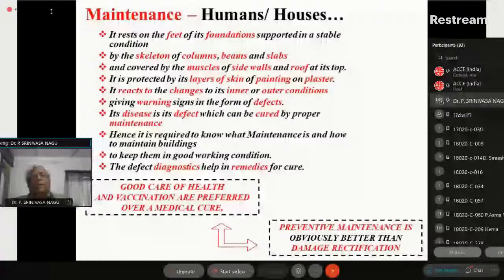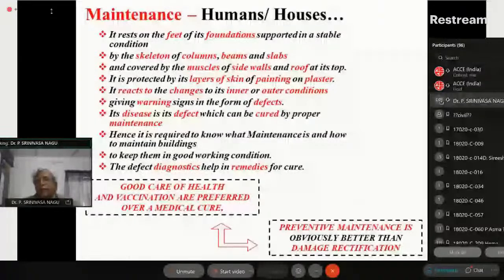And the skeleton of the body can be compared with the columns, beams, slabs, etc. And it's covered by the muscles of side walls and roof at its top. It is protected by the layers of skin, that is like plastering and painting for the building, right? And it reacts to the changes to its inner or outer conditions. The body tells when you get a problem, giving signs of disease. In a similar way, the building also tells us about its disease, that is defect, by showing things like leakages, settlements. It is giving us warning. It is telling, Arey baba, look at me, I'm suffering.